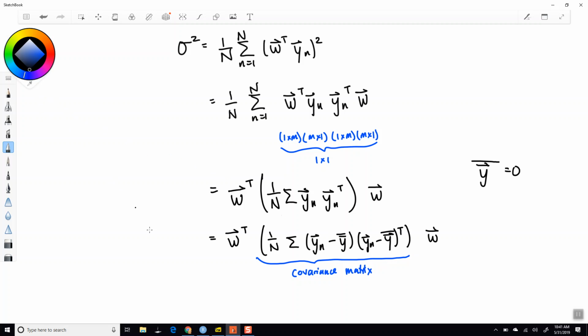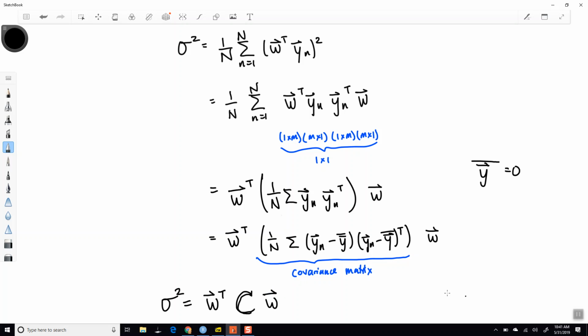Okay, so what we have now is sigma squared is equal to W transpose times, I'm going to write it like this, our covariance matrix C, times W, okay? Where C is the covariance matrix of Y after being centered.